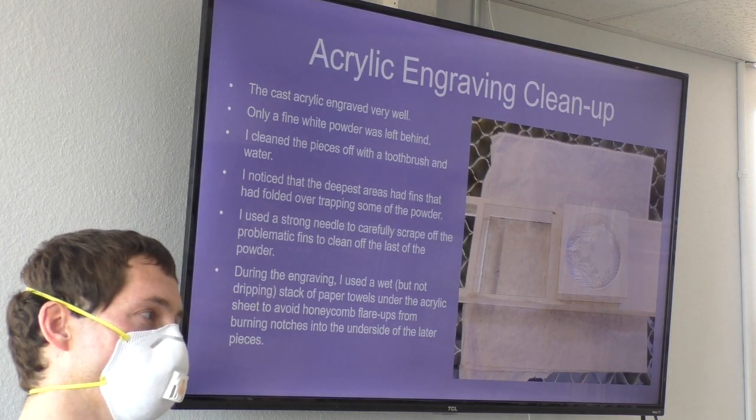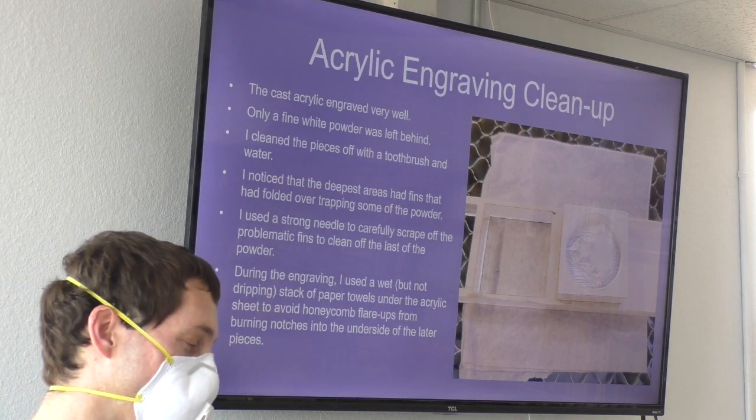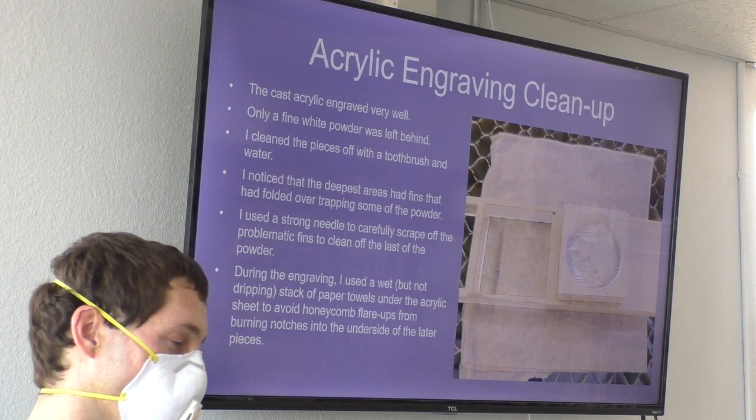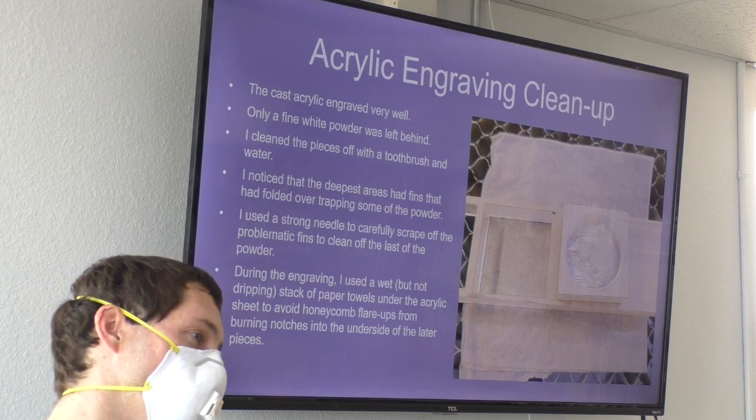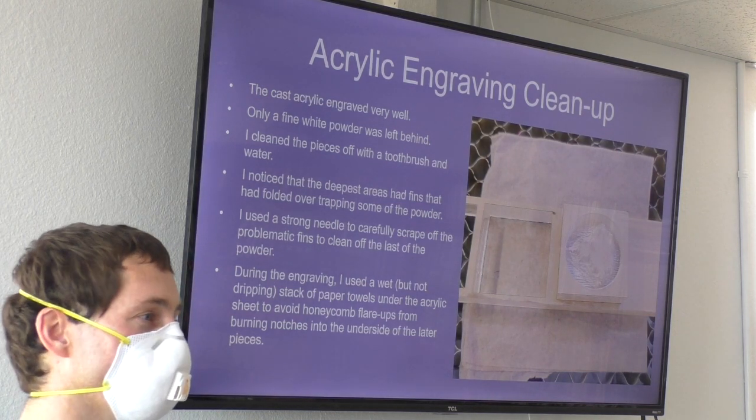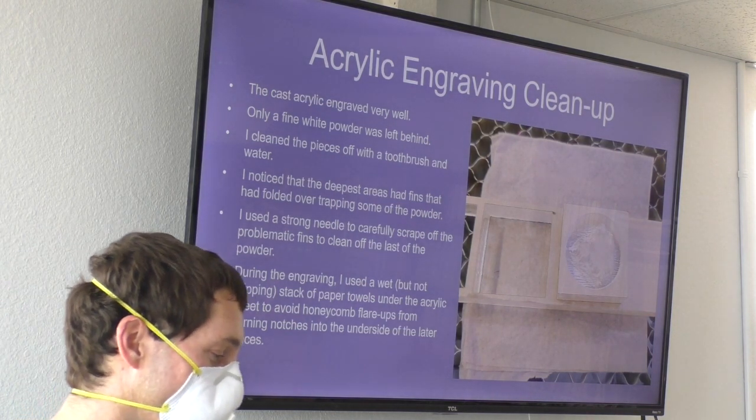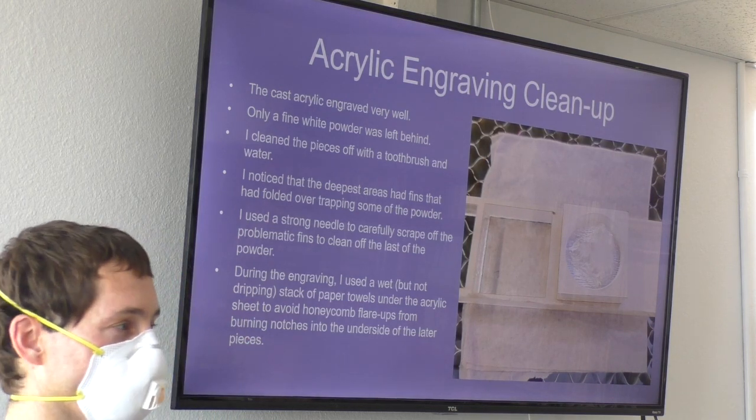But what I found was that when using the 0.03 millimeter line interval, it creates fins in the very deepest parts. And I suspect that as it was burning, some of those were thin enough they just folded over, and that trapped some of the powder underneath. So when you look through it, you can see there are darker areas.